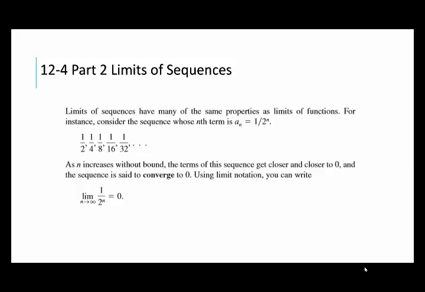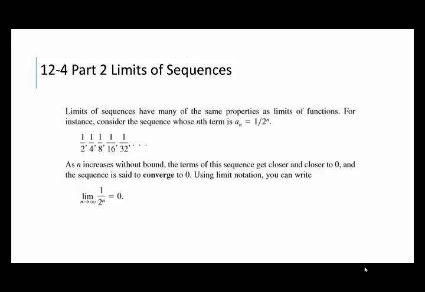Limits of sequences have many of the same properties as limits of functions. For example, consider the sequence whose nth term is a sub n equals 1 over 2 to the nth power. As you can see, it would go 1/2, next one would be 1/4, then 1/8, then 1/16, 1/32. As n increases without bound, the terms of the sequence get closer and closer to 0. Therefore, the sequence is said to converge to 0.